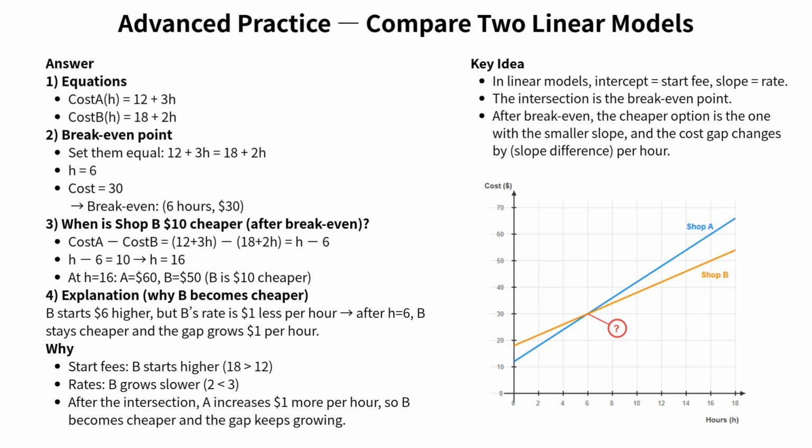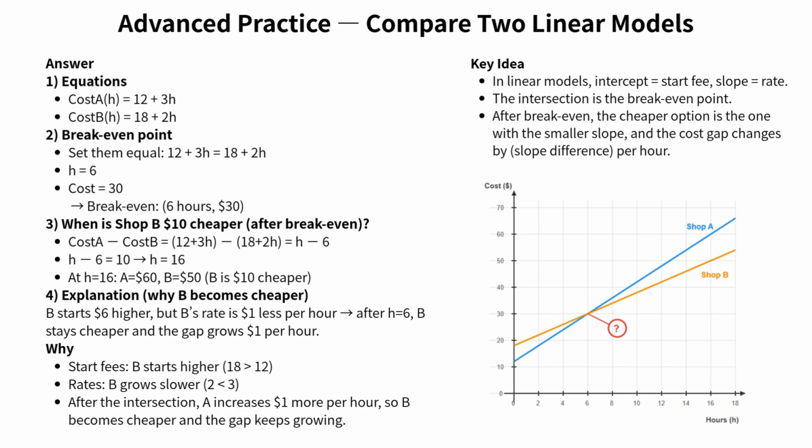Now, part 3 is the key twist. After the break-even point, when is shop B $10 cheaper than shop A? This is where we stop thinking intersection, and start thinking difference. If shop B is $10 cheaper, that means shop A costs $10 more. So we can write, cost A of H minus cost B of H equals 10. Now substitute the formulas.